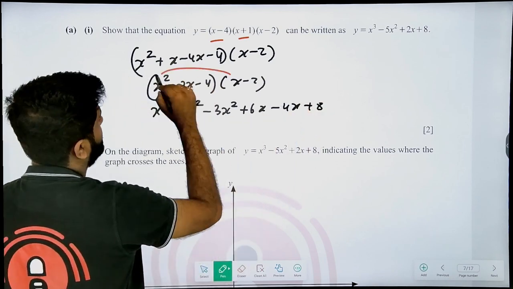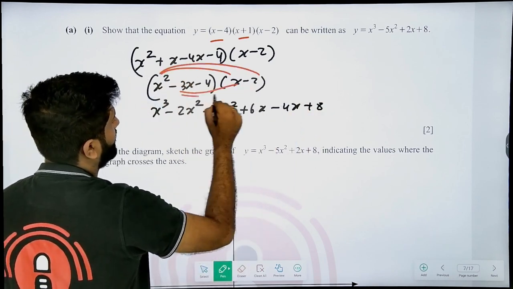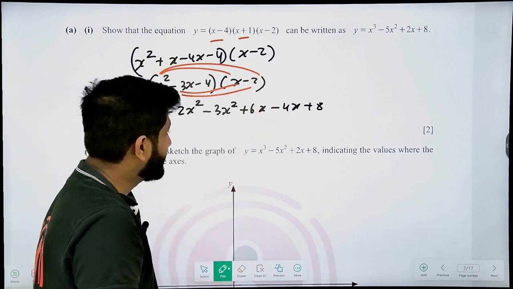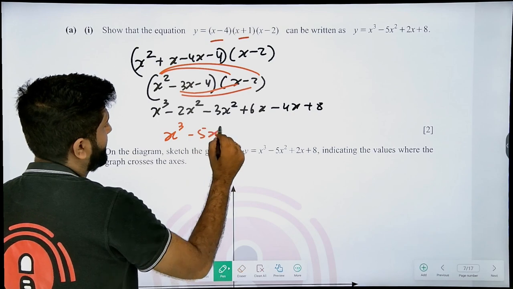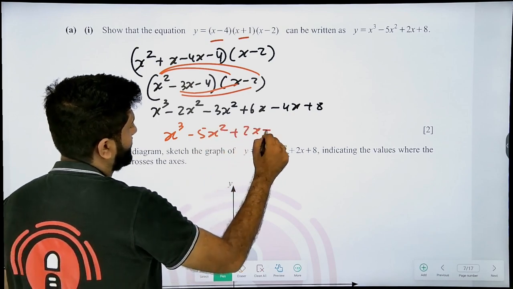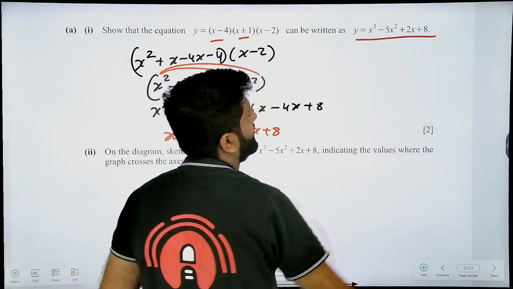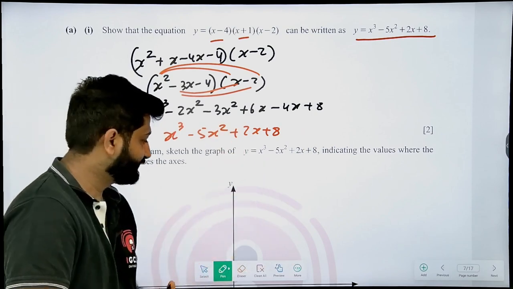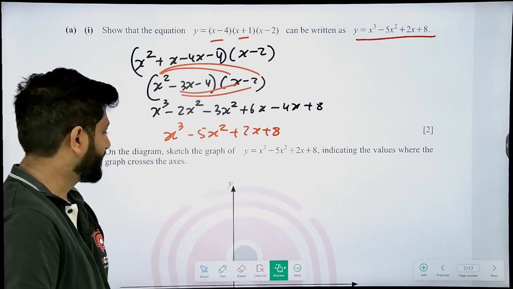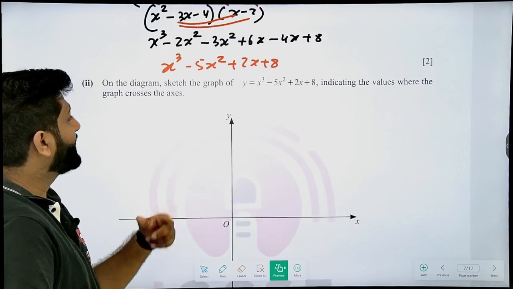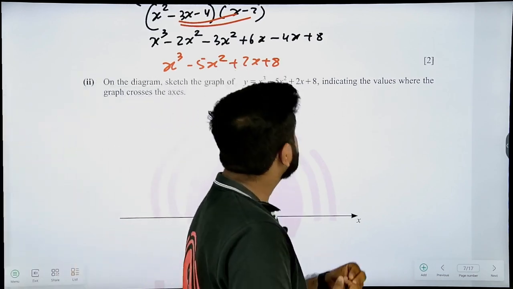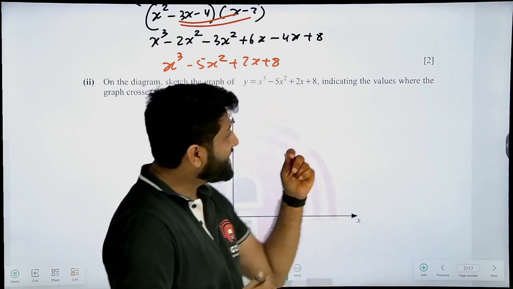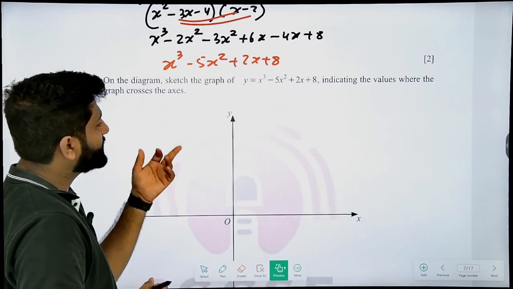See, I have expanded this with this, and so on. You can also do the same. So the final answer is x cube minus 5x squared plus 2x plus 8. And I think this is what I was supposed to prove. Right? Okay. The next part is, on the diagram, sketch the graph of x cube minus 5x squared plus 2x plus 8, indicating the values where the graph crosses the axis.